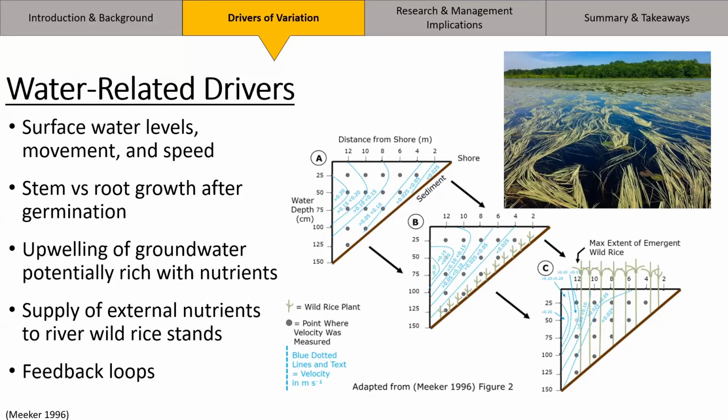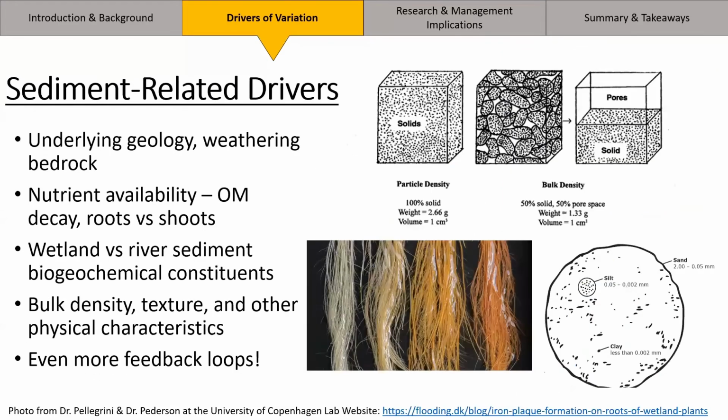In the submerged and emergent stages, decreasing the velocity of that moving water helps to promote the deposition of potentially nutrient-rich sediment. Upwelling can also provide nutrients to waters with less surface water flow. Additionally, water clarity is critical for photosynthesis in early life stages. Many of these water-related drivers have deeply interconnected feedback loops.